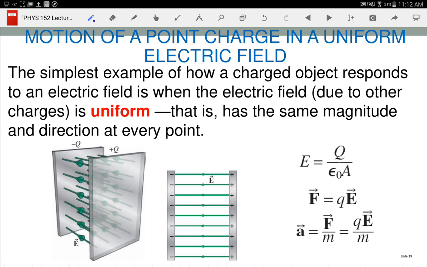Now we're going to get into, finally, voltages and electric potential. But before we talk about voltage, we have to look at the case of two parallel plates. Two parallel plates, and I put charge that's plus Q on one side, minus Q on the other.